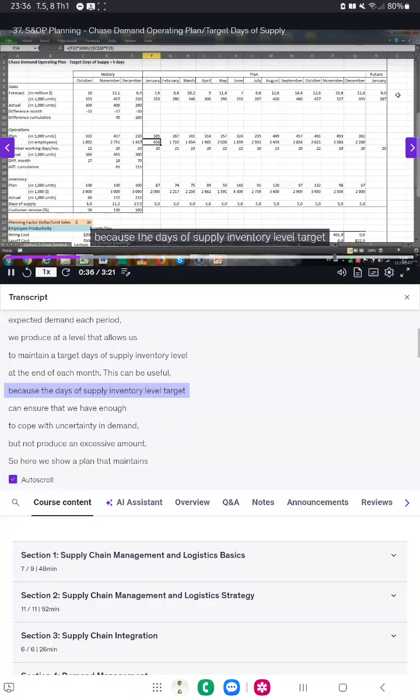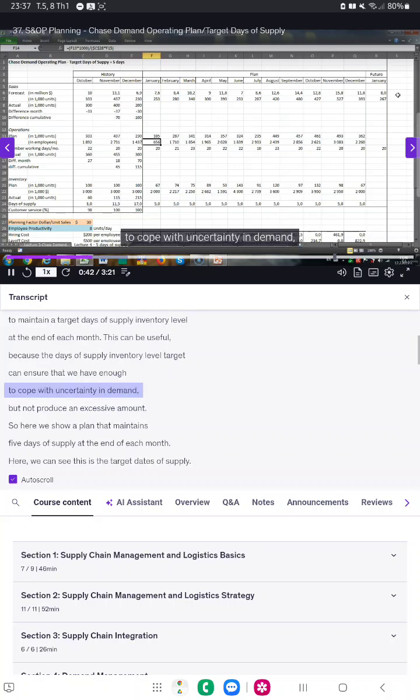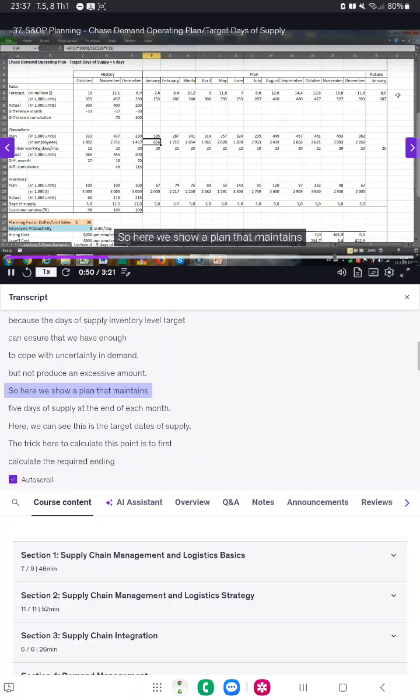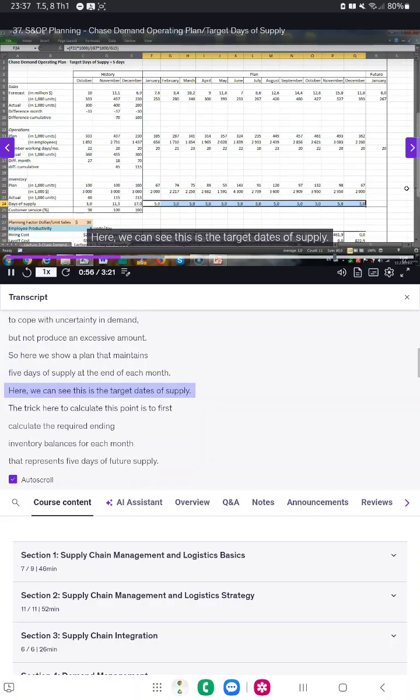This can be useful because the days of supply inventory level target can ensure that we have enough to cope with uncertainty in demand, but not produce an excessive amount. So here we show a plan that maintains 5 days of supply at the end of each month. Here you can see this is the target days of supply.